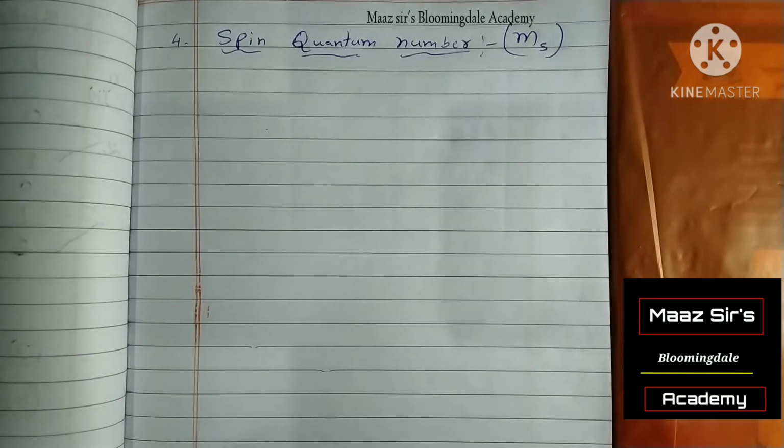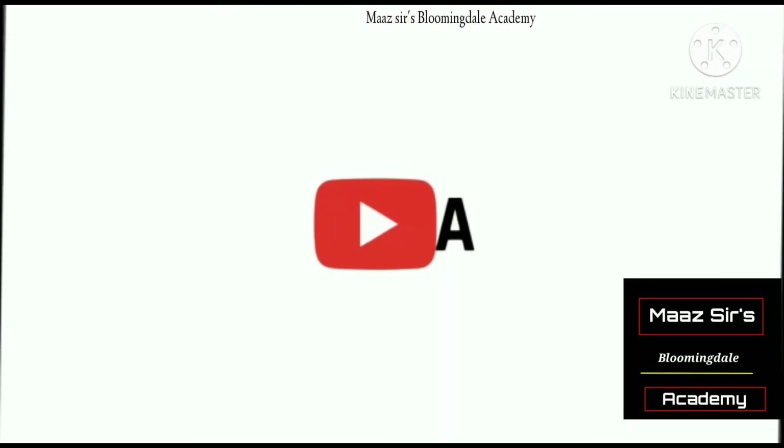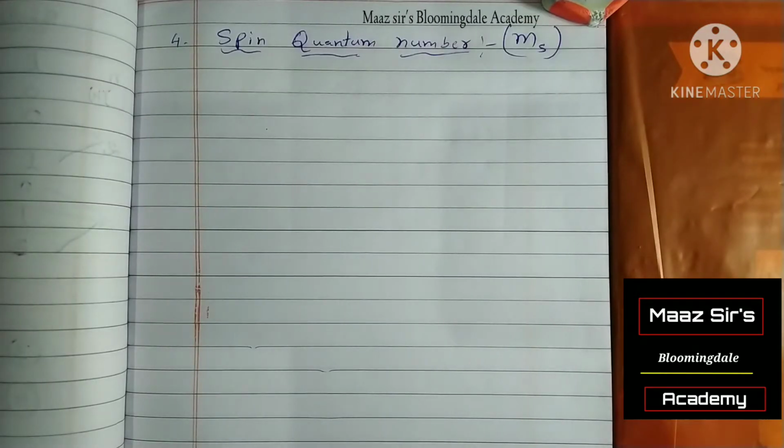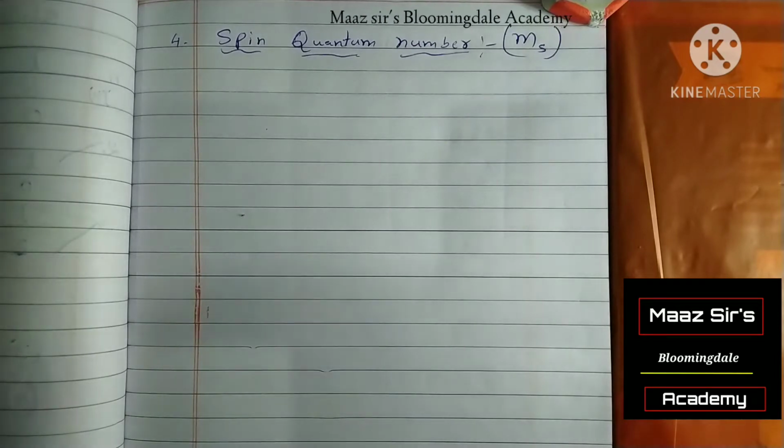In this video we are going to discuss spin quantum number, and this will be the 4th video of this chapter, and this will be the last part. I hope that you are able to understand my previous parts. If you are not able to understand, please watch those videos. I will be giving the link in the description. Before watching this video, please watch those videos. So without wasting any time, we will start this video.